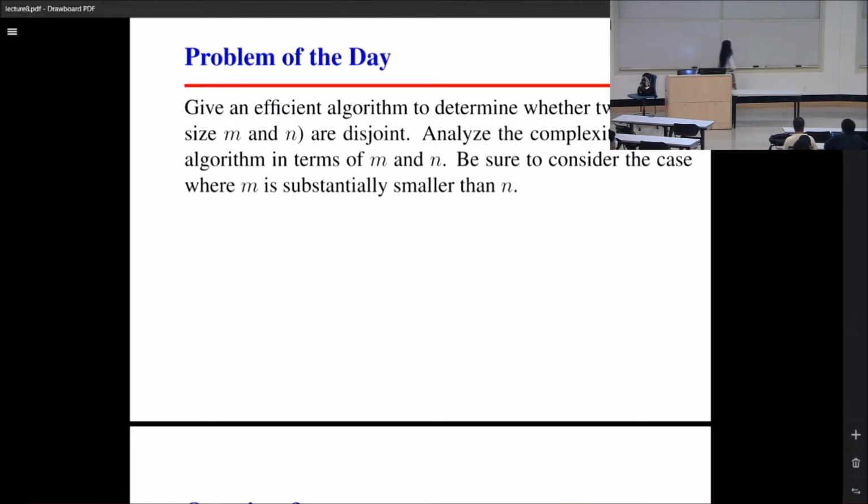So let's say we have a set A, and we also have a set B. Let's say the size of A is M, and the size of B is N. So can you give me any algorithm to determine whether the two sets are disjoint or not? Note that M is substantially smaller than N.